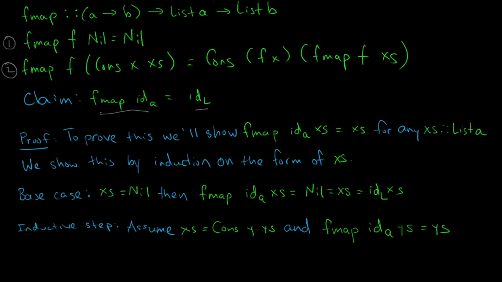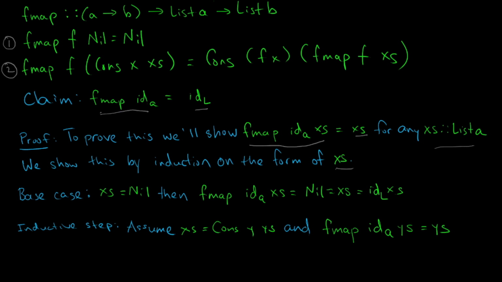For this proof, what we're going to actually show is that fmap id_a applied to any xs gives us xs, for any xs of type list of a. And because the list is built inductively, we're going to show this by induction on the form of the xs.